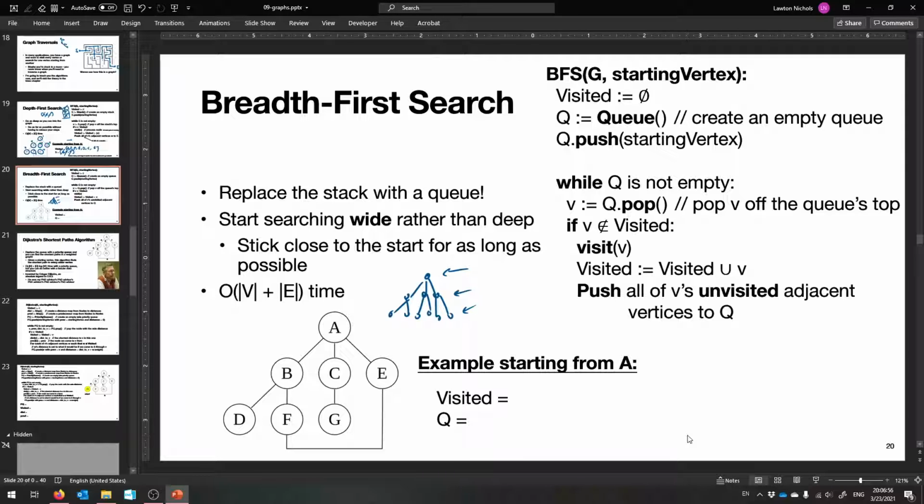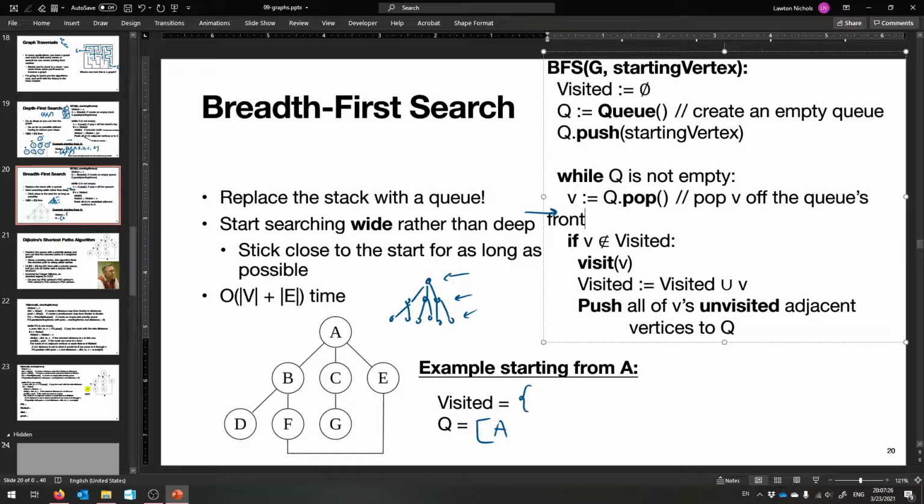Let us traverse again using breadth first search this time, starting from A. Okay, so my visited set starts out as empty, and then we have an empty queue. So I've got nothing in it right now. And then I'm going to push our starting vertex, which again is going to be A, to the queue. See that? And now, while the queue is not empty, and it's not, it's got A in it, we're going to pop off the thing at the front, right? Queue's front.